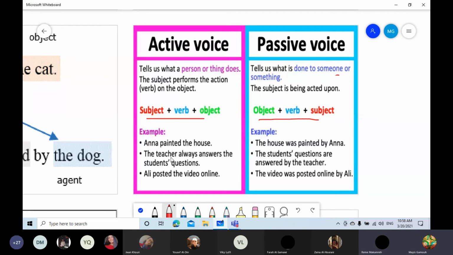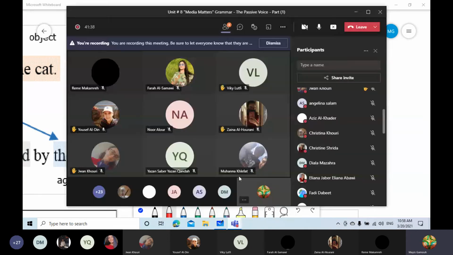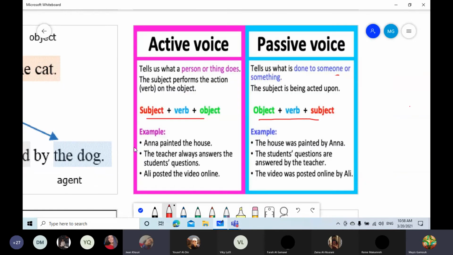Thank you, dear. Who can explain the second example for me? The teacher always answers the students' questions. Let me see hands. Yalla. Juan, go ahead. The teacher always answers the students' questions.